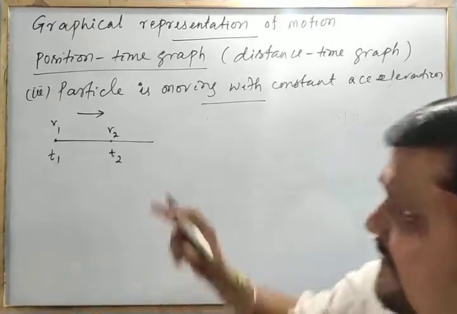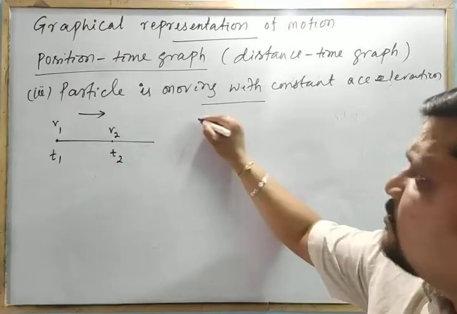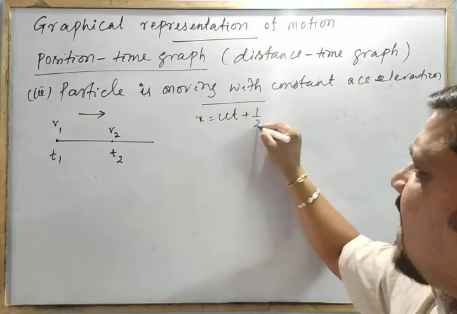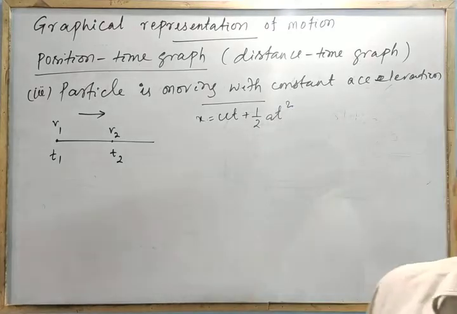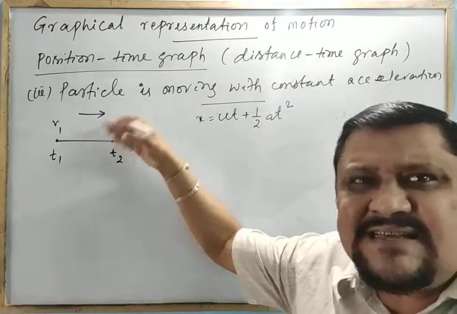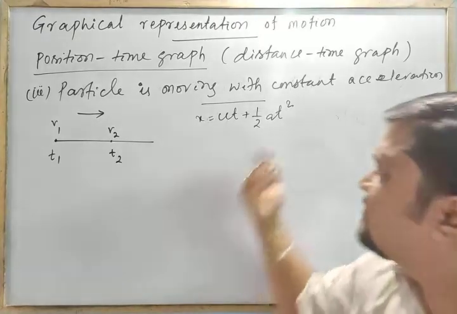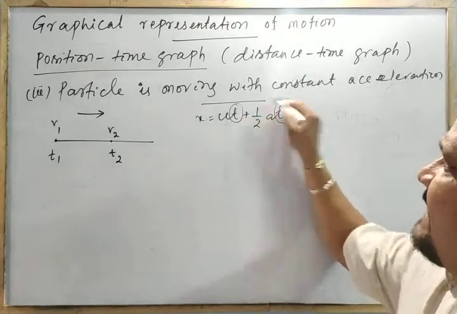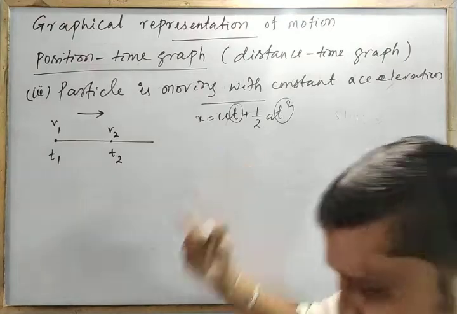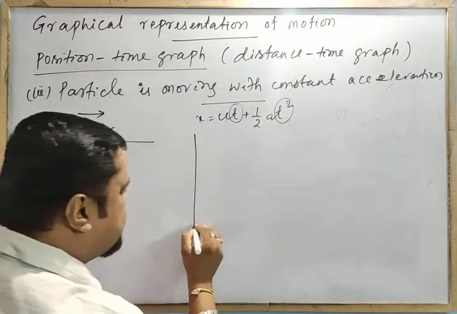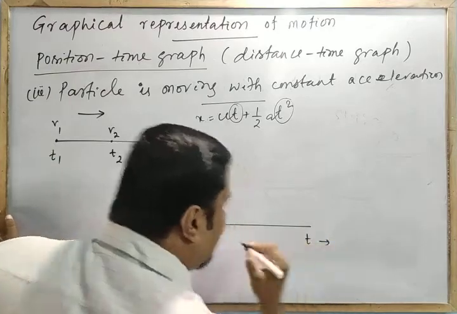As you know, when the particle is moving like that, then we will use the equation x equal to distance, or s is equal to ut plus half at square. So the position is increasing with two factors, with t and t square. So the nature of the graph changes. In what way will it change?